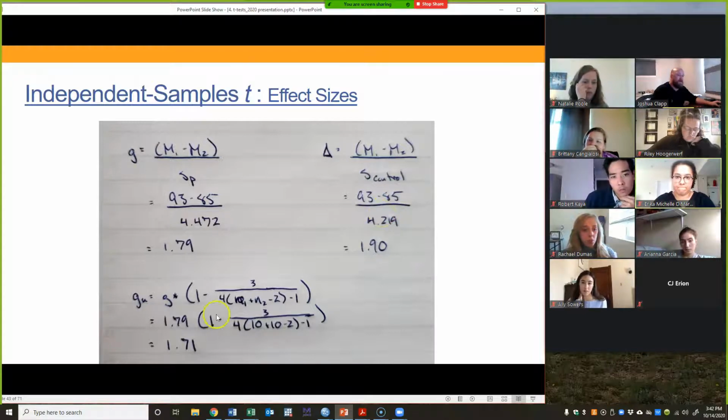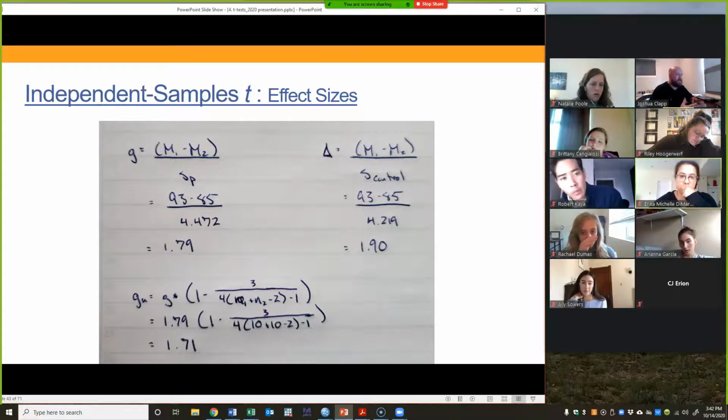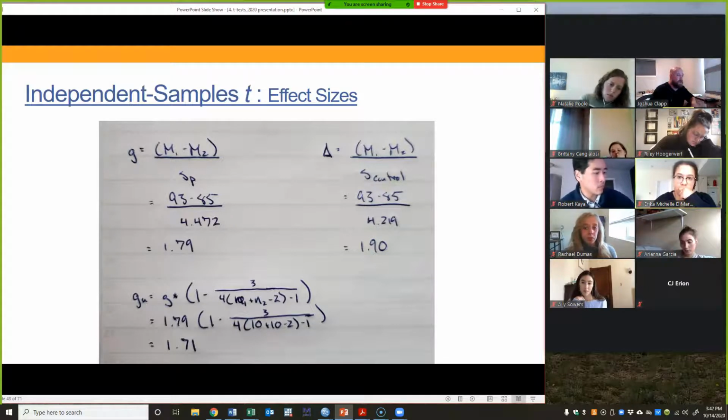Maybe. Unbiased g is probably equally defensible here. With a sample of this size, g is going to be a little bit inflated, so we probably ought to make a correction on this. But what we would want to do is think about what we have and make an argument for which one of these you think is the most appropriate for the data. Questions about our effect sizes?